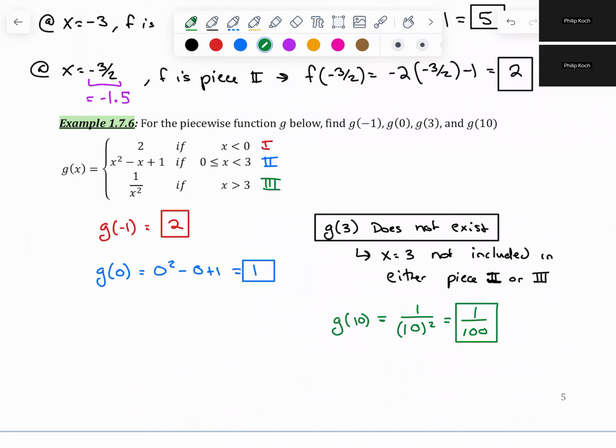g of 3 was the little trick, little mean thing. Be very, very careful about the intervals. Notice that 3 is not included in either piece 2 or piece 3. So g of 3 does not exist. This function is just an open circle there on both sides. And then g of 10, well, that's a number greater than 3, so we're in piece 3. So it's 1 over 10 squared, which is 1 over 100. Any questions on that?